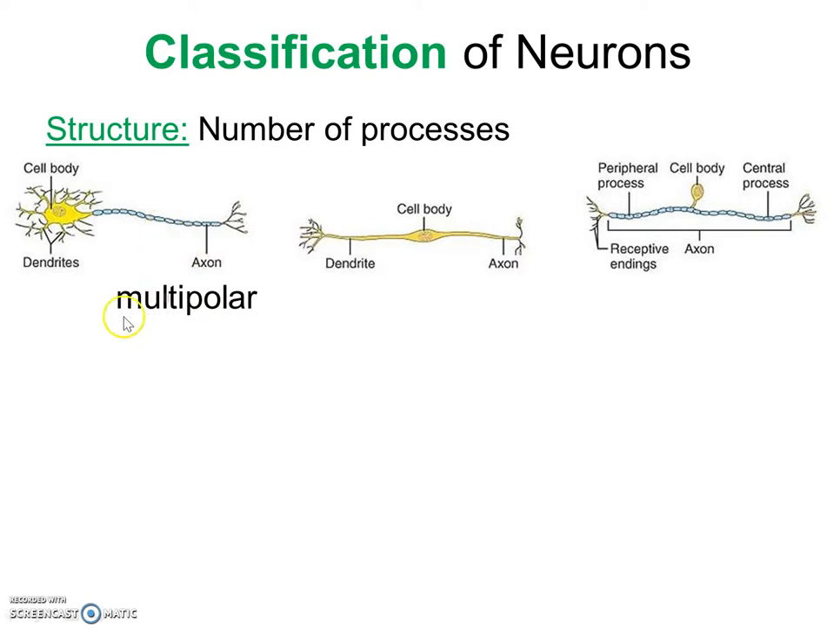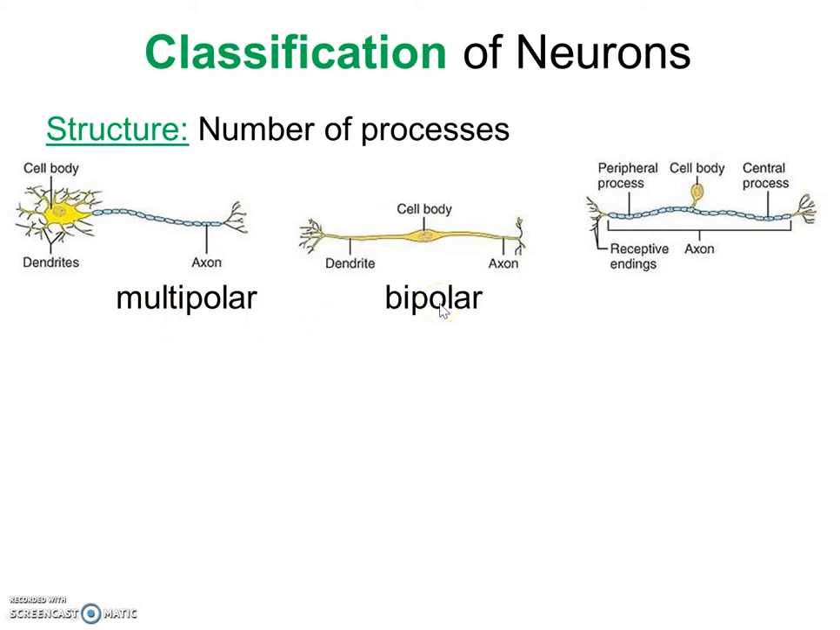The first one we say is multipolar. Think about what multi means: many. And polar means different ends. Here you can see that there are many dendrites around the cell body and then one axon. Because there are many dendrites and the axon, it's multi.